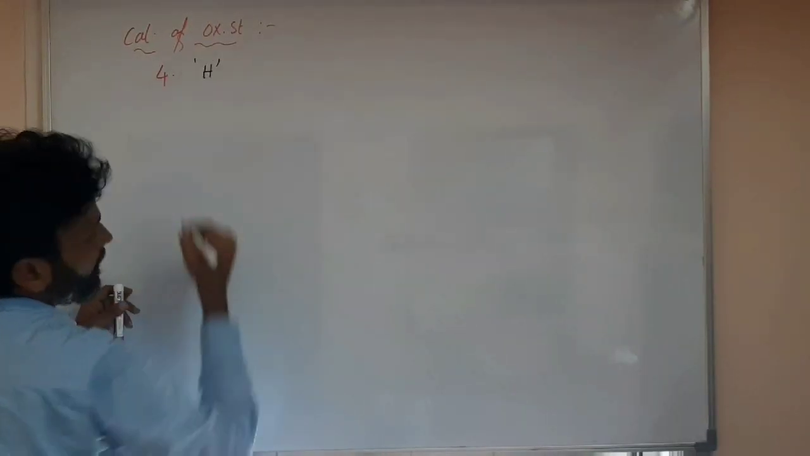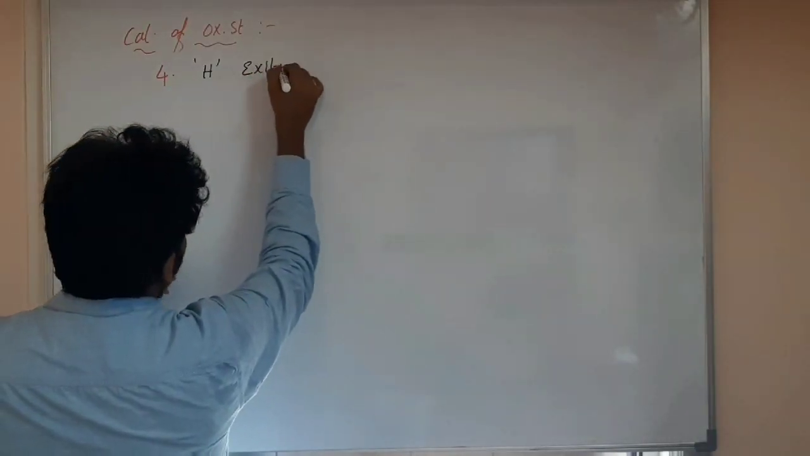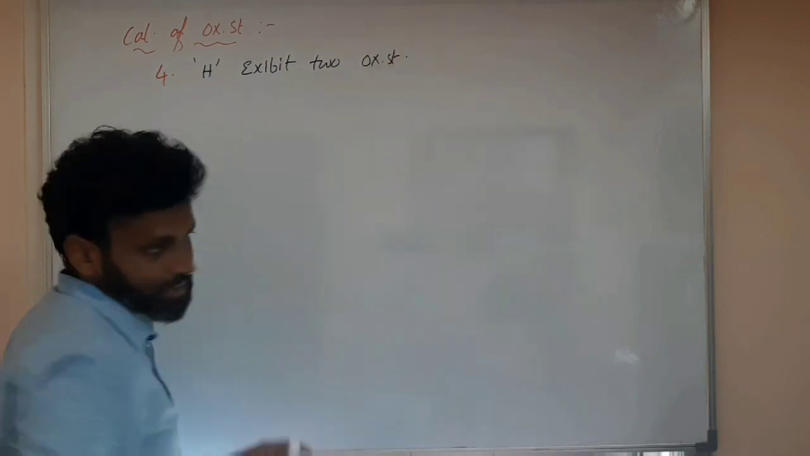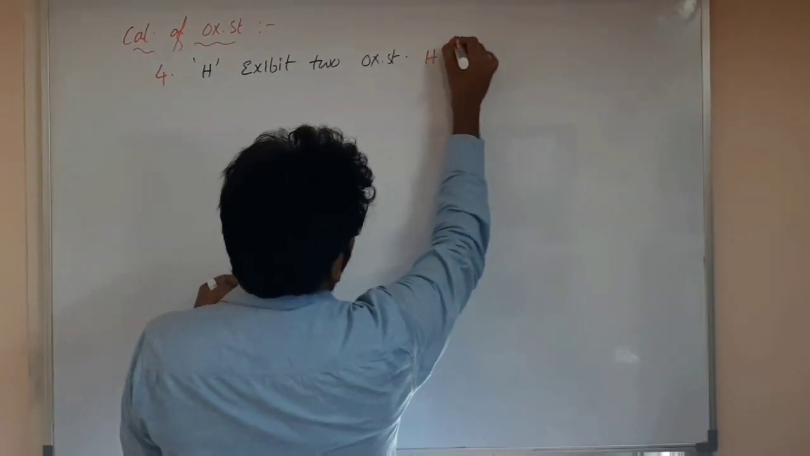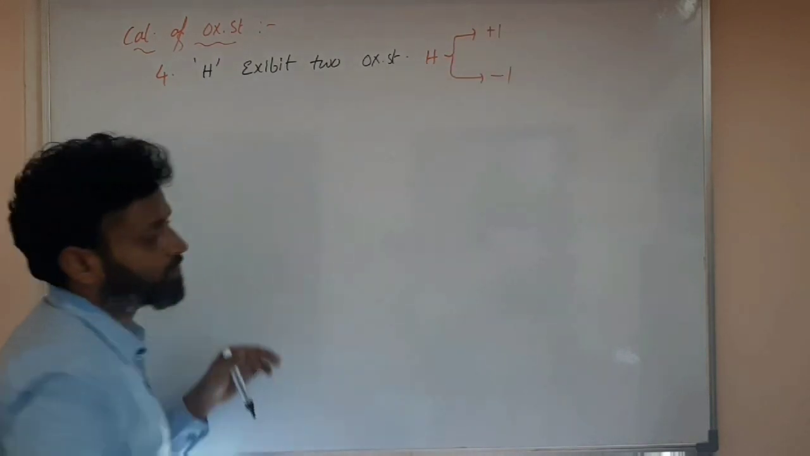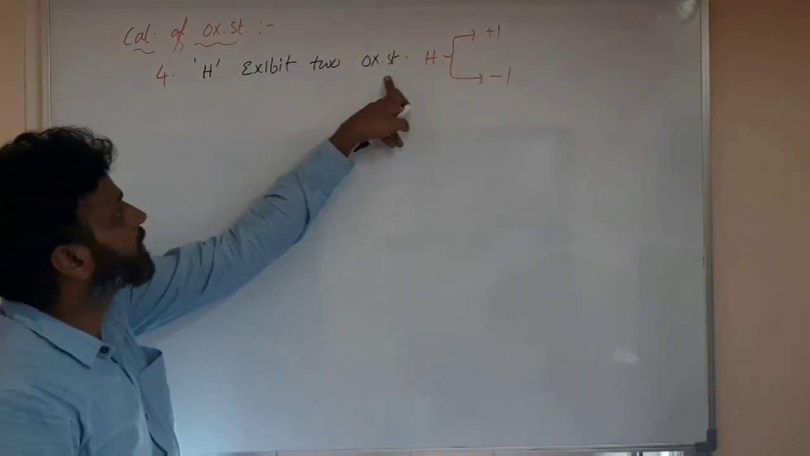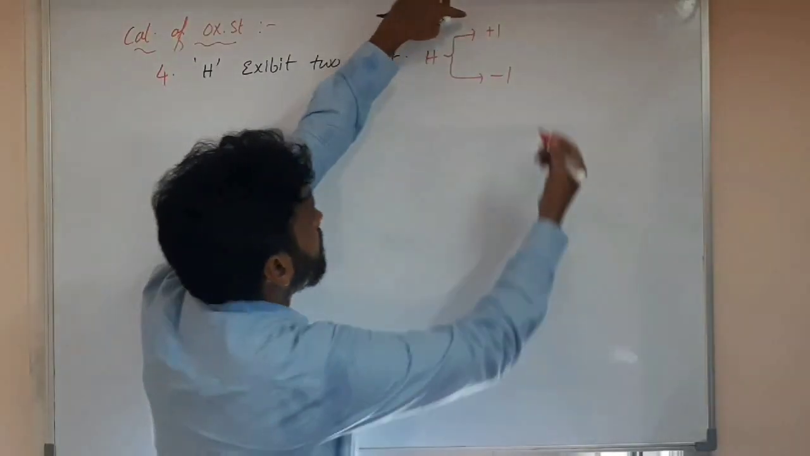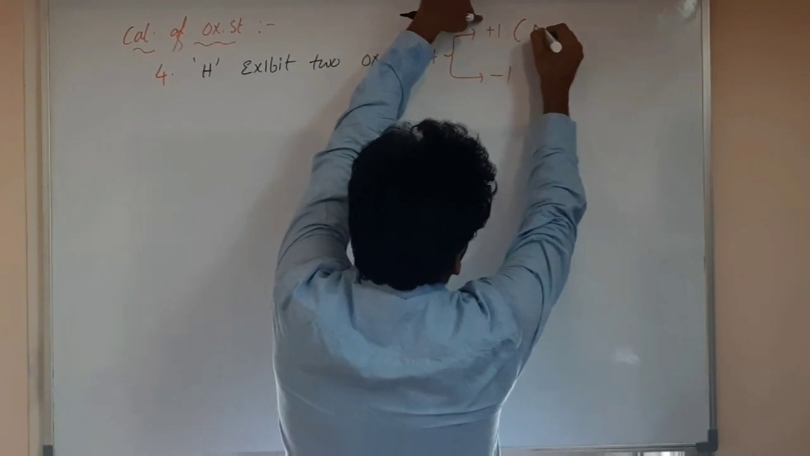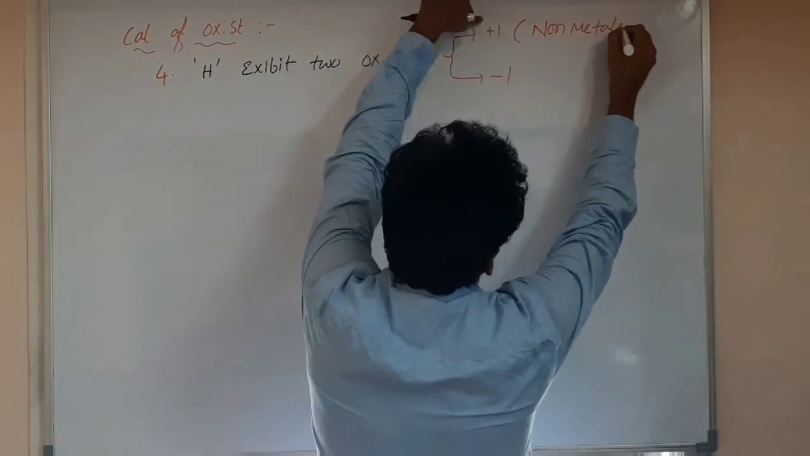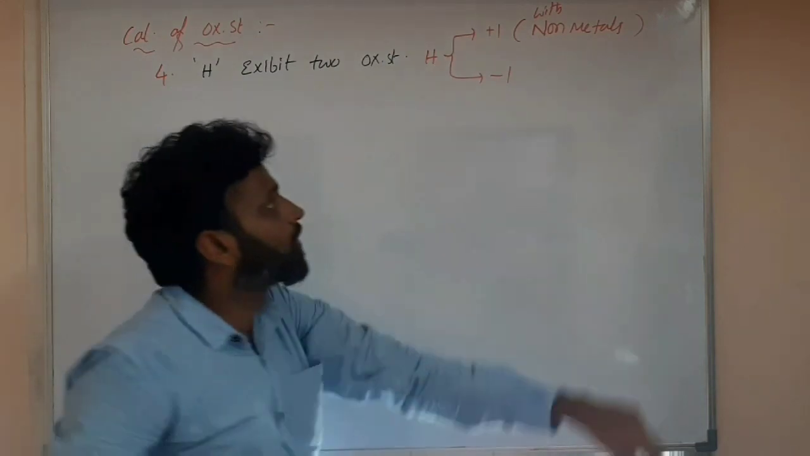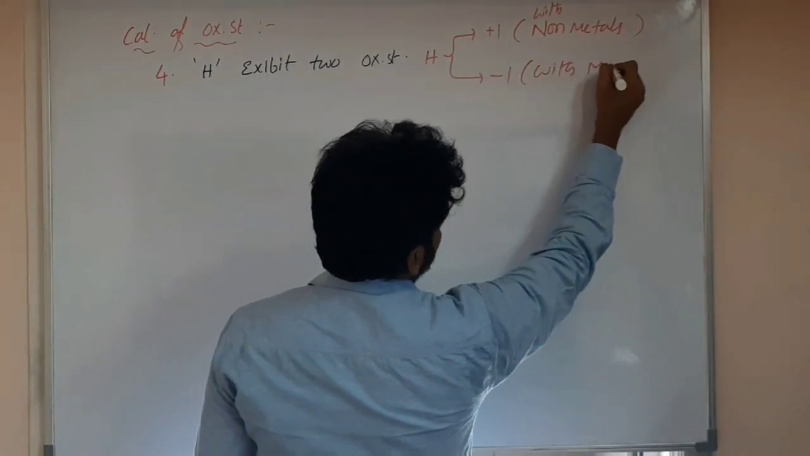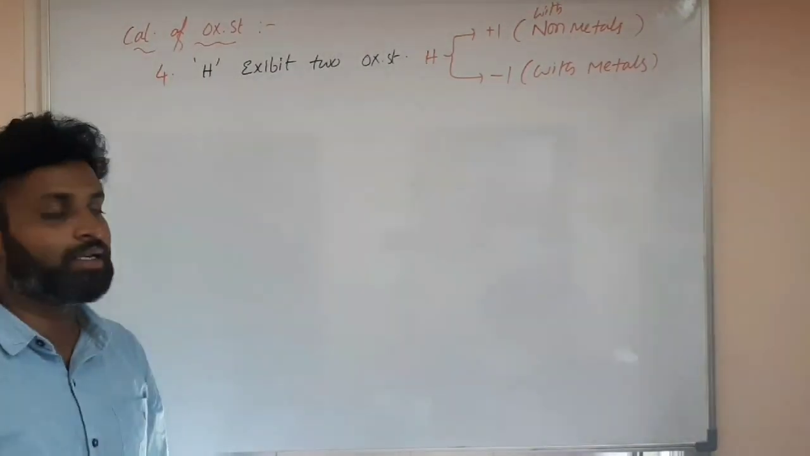About hydrogen we have to talk. Hydrogen exhibits two oxidation states. One is +1 and the other is -1. This is the most important thing. When does hydrogen exhibit +1? Very simple, with non-metals. With non-metals hydrogen exhibits +1, and with metals hydrogen exhibits -1 oxidation state.